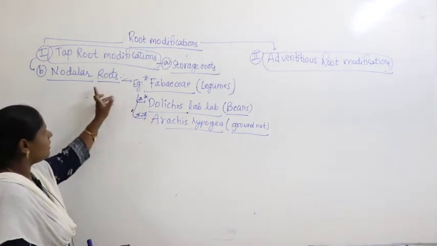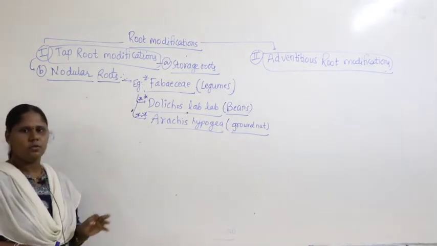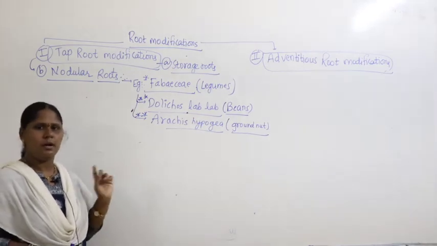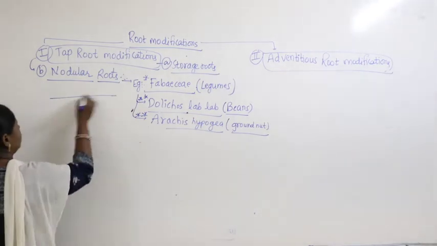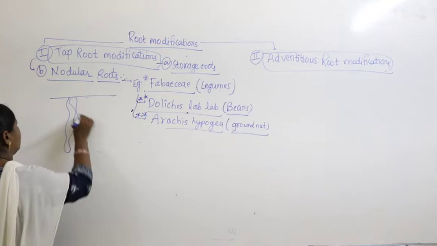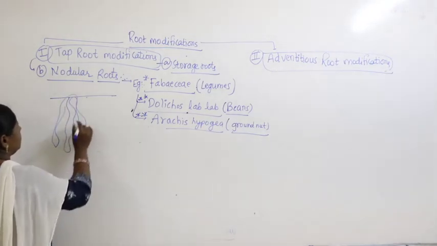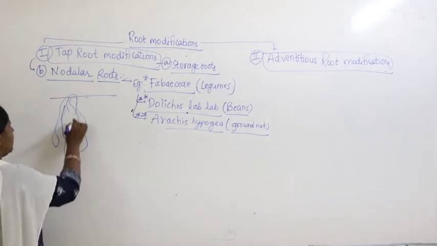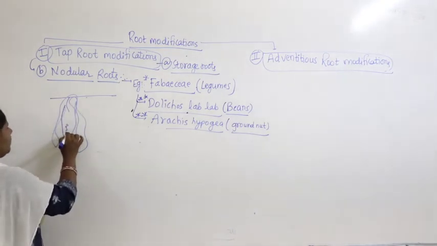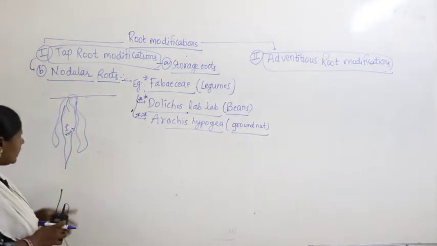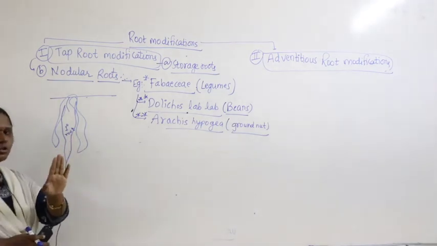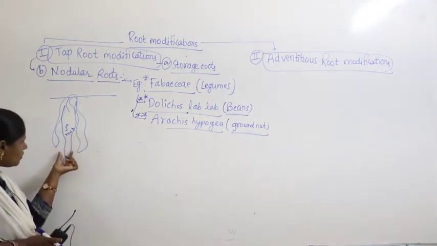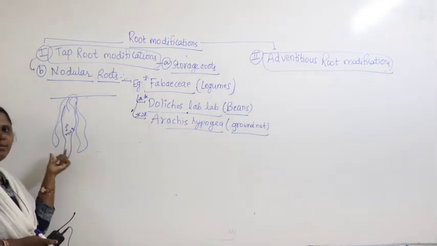What are we discussing? They contain what? Nodular roots. Now, let us see about nodular roots. So, this is a taproot, no? What do I have to draw in the center? A thick woody root, the primary root. When you say this is a taproot, you must look for the centermost one, which is called the taproot.